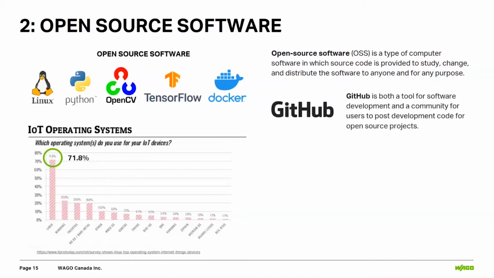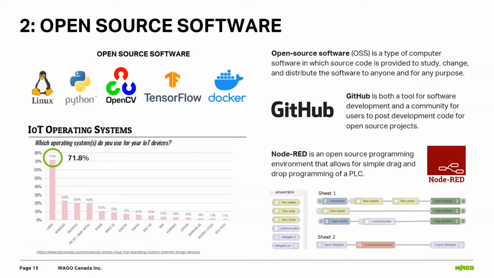GitHub is both a tool for software development and a community for users to post development code for open source projects. Really, the community aspect is what's most important here. People are able to post clips of their code for other people to use and repurpose for their own. So there's a lot of sharing in this open source community, where people can use other people's code and repurpose it for their own use.